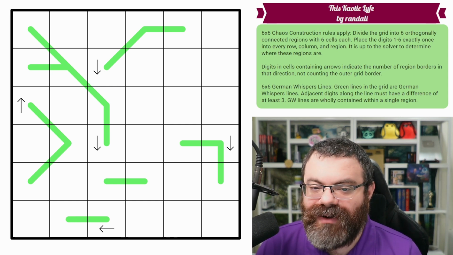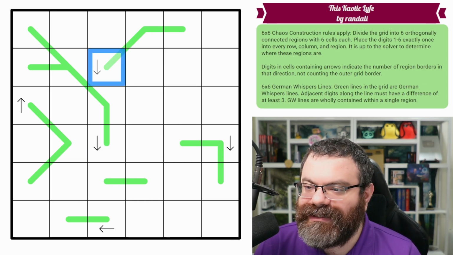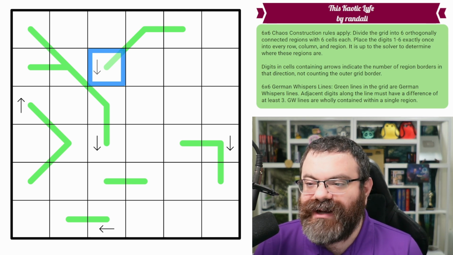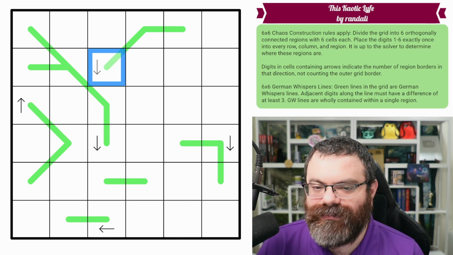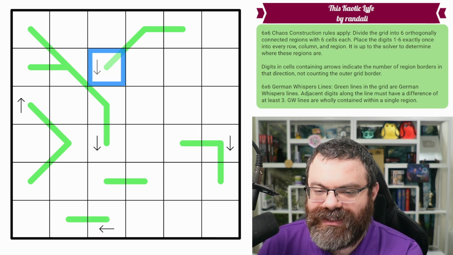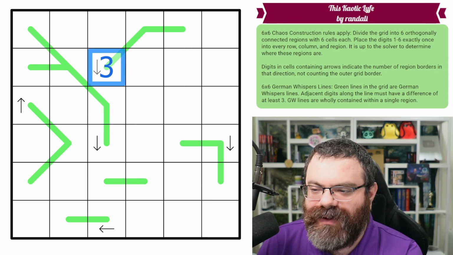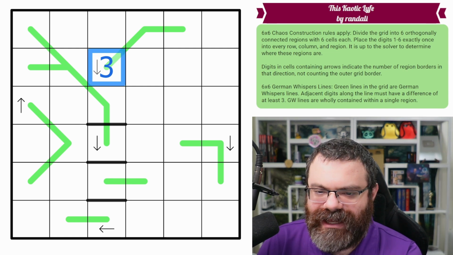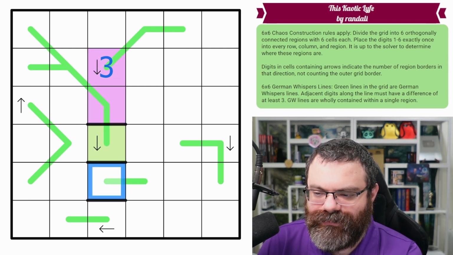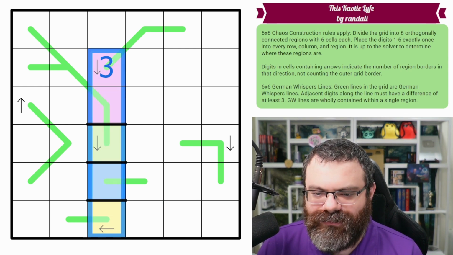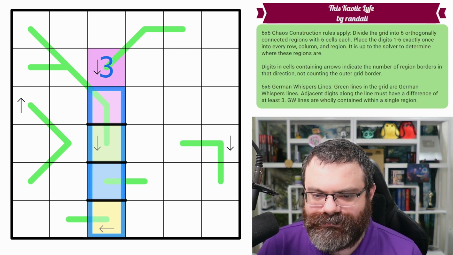So how do we find them? Well, we do have these arrows, and digits in cells containing arrows indicate the number of region borders in that direction, not counting the outer border of the puzzle. So, for example, if this was a 3, then we would see 3 borders between regions. So maybe 1, 2, 3, right? And so we might have 3 different regions like this. And so we would count 4 different regions like this. We would count 3 borders.